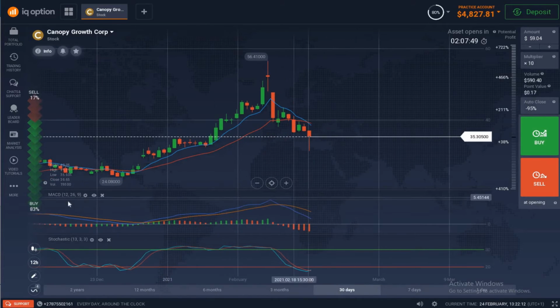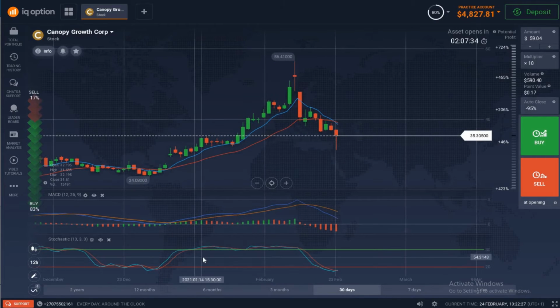The second indicator is the MACD lines. That's just a momentum indicator. So when you have two lines, one is the MACD line, in this case the orange one, and the blue one here is the signal line. So when the signal line is above the MACD line, the stock price is going to go upwards. It's going to be bullish. When the signal line is below the MACD line, it's going to be bearish. That's what that one shows.